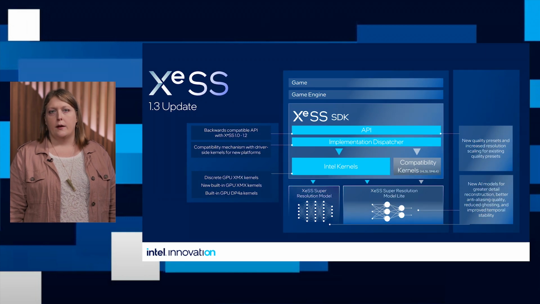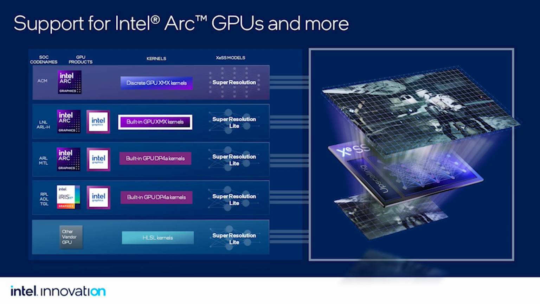We have also added new XMX kernels optimized for Xe2 and Lunar Lake. Again, our support of XeSS has been very flexible for a wide range of GPU products, allowing for the best quality AI models on XeSS called Super Resolution, which run on our discrete products and leverage the power of XMX. For low-power platforms such as Lunar Lake and Arrow Lake H, we use the Super Resolution Light model with XMX acceleration, and for other Intel platforms and even other GPU vendors, we allow our Super Resolution Light model to be used with DP4A or HLSL kernels.